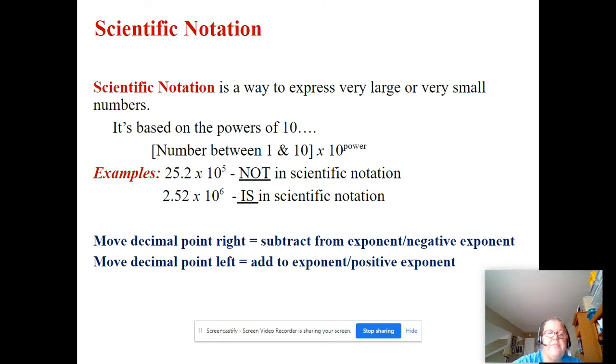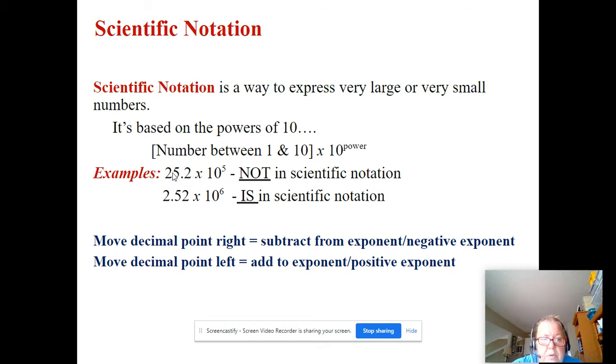Scientific notation is a way to express very large or very small numbers. It's based on the powers of 10. So the number has to be between 1 and 10, and then you have times 10 to a power added to it. For example, 25.2 times 10 to the fifth looks like it's in scientific notation because you have that times 10 thing, but it's not, because this number has to be between 1 and 10, and it's not. So this is not in scientific notation.